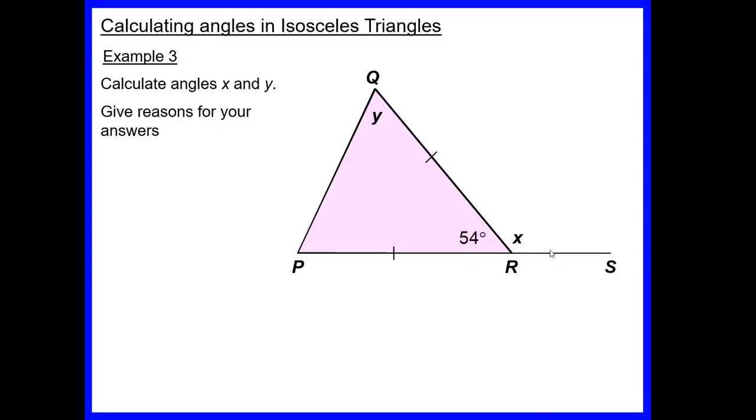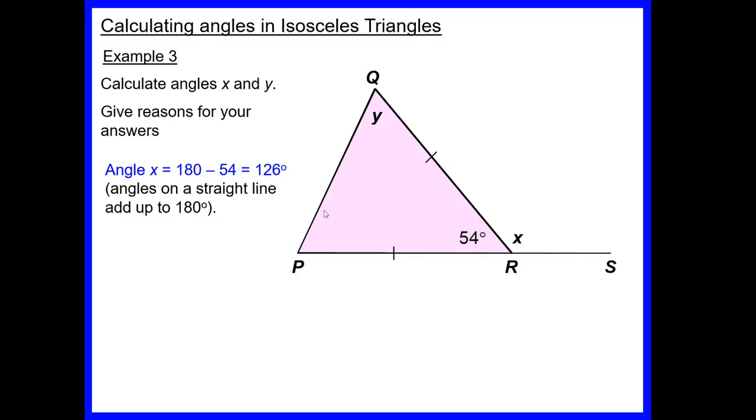So we've got our straight line along the bottom, so we know one interior and one exterior must add to 180 degrees. So 180 minus 54 means X is 126 degrees. And again, the reason we used was that angles on a straight line add up to 180 degrees. Now I'm going to find angle Y.